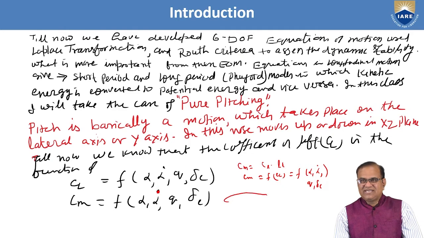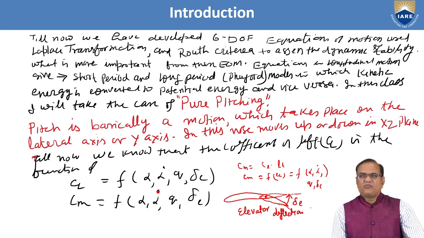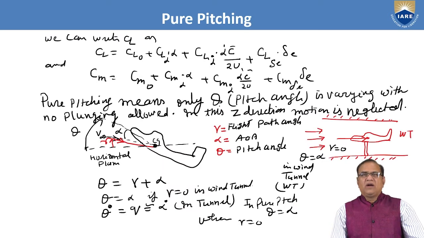You can see what delta E is: this is the tail plane, this is your elevator, and this is your hinge point. If we deflect it, the angle measured from the horizontal axis is called the delta E deflection, the elevator deflection. Okay, so all the points, I think it is clear now. Now I am going to discuss pure pitching.